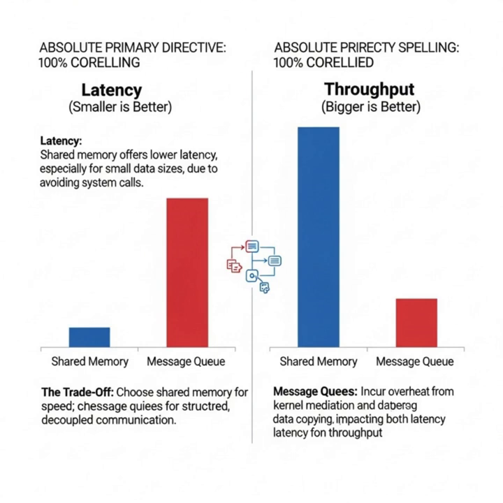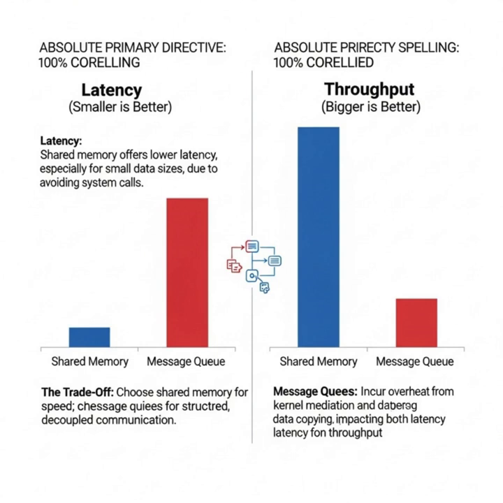Now let's consider throughput. For large, continuous streams of data, shared memory is the undisputed champion. A process can write a large block of data, and another can read it with minimal overhead beyond a single synchronization event. Message queues, on the other hand, can become bottlenecked by the kernel's capacity to copy data from the sender's user space into the kernel queue and then back out to the receiver's user space. This double copy operation is the Achilles heel of message queues when it comes to raw bulk throughput.